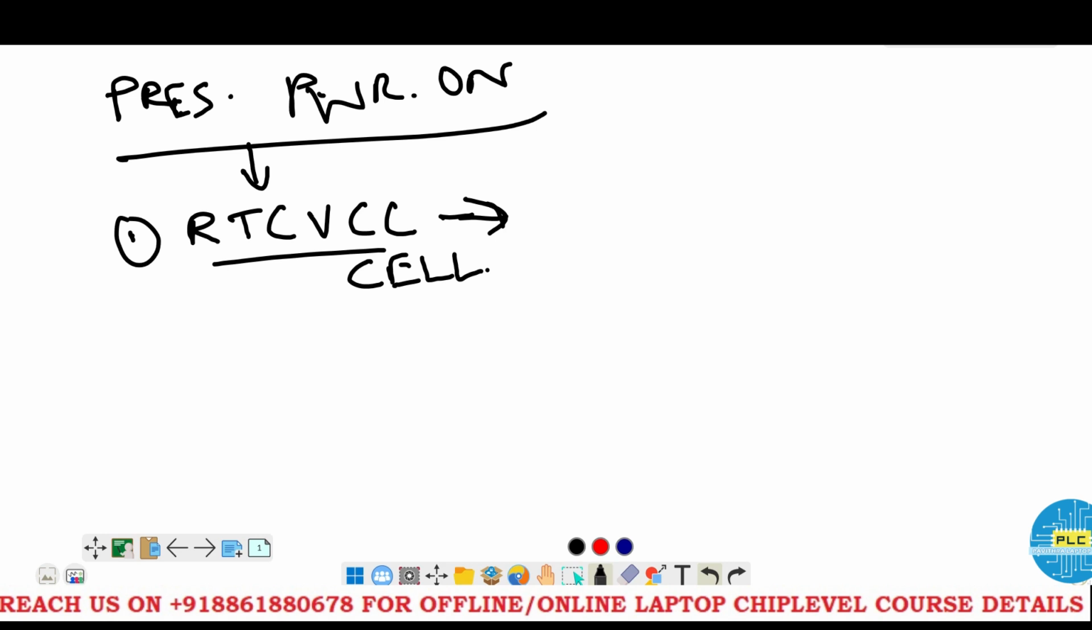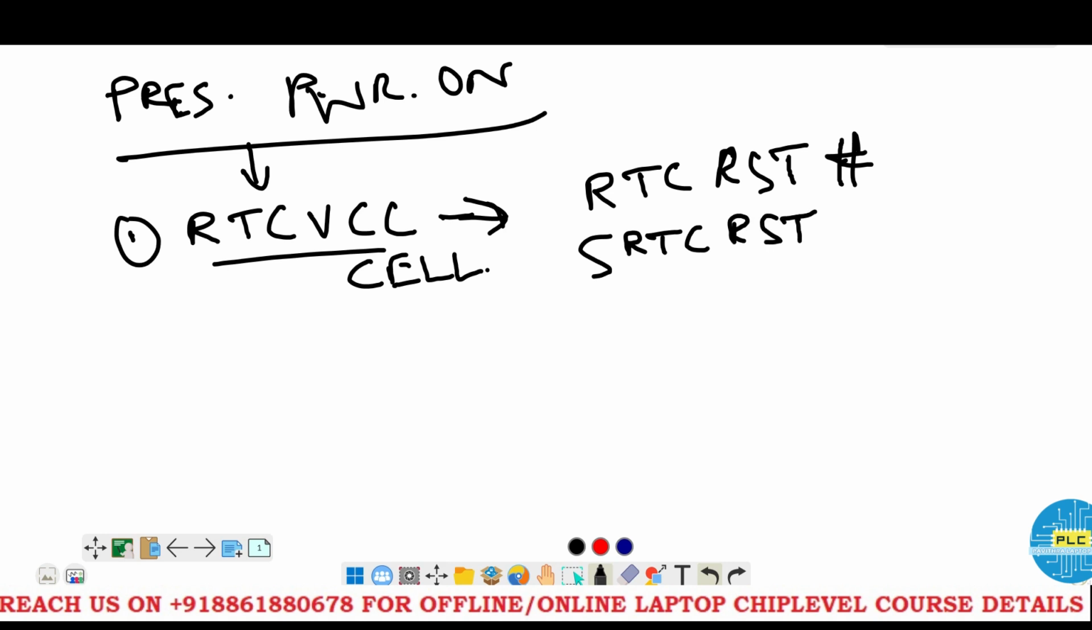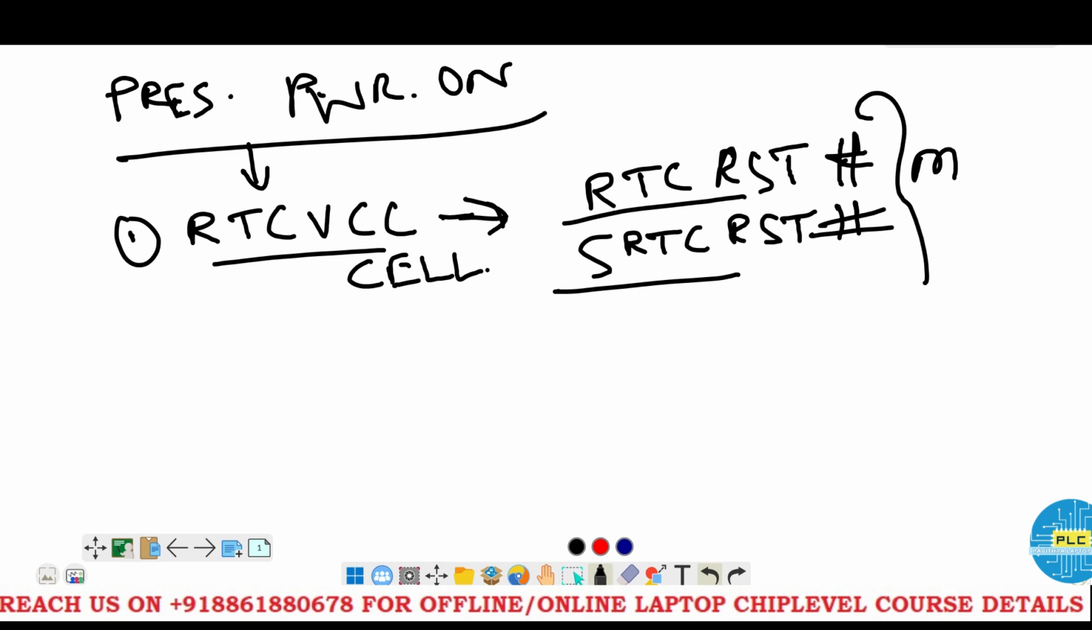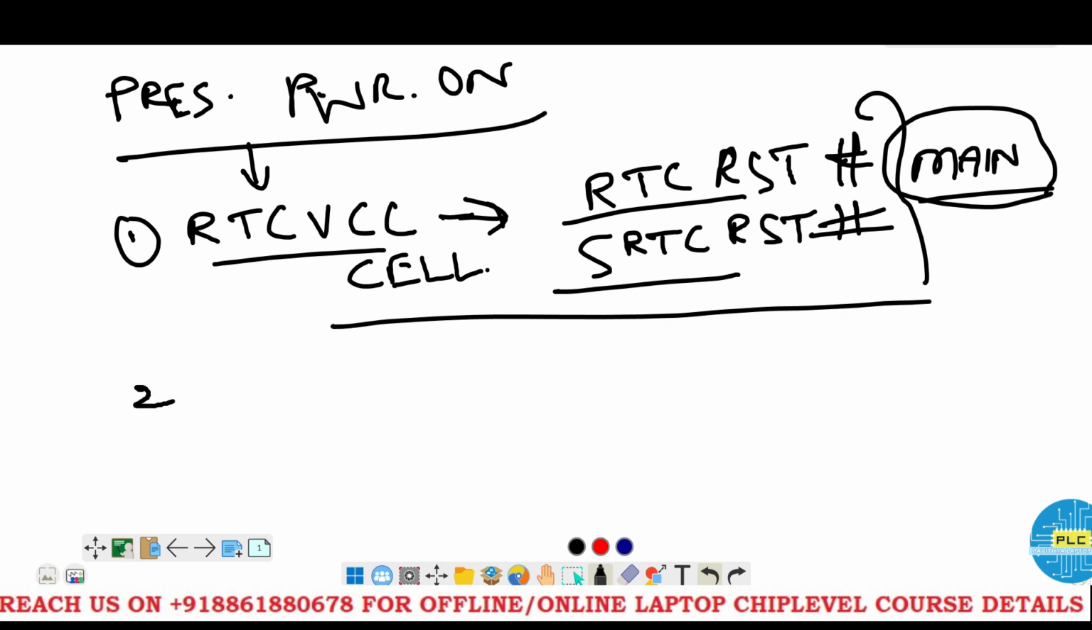that time what we get, RTC RST, it's a reset signal hash, SRTC RST hash. This is the secondary and this is the primary reset signal. These two are the most important signals. Once this happens, next what will we get? We will get 19 volts.